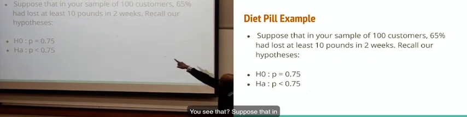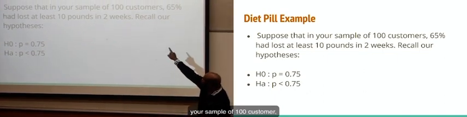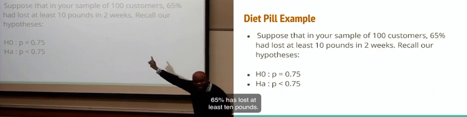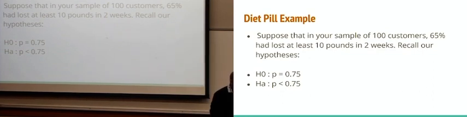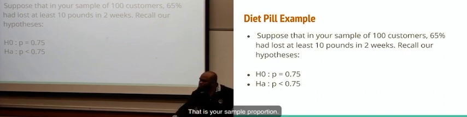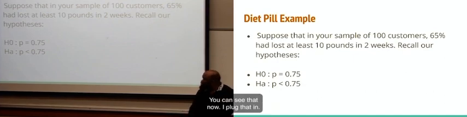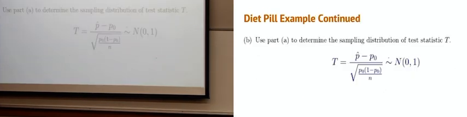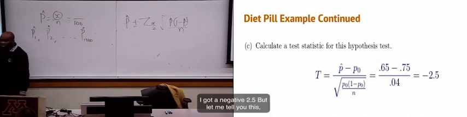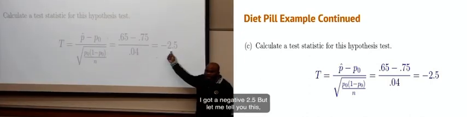You see that? Suppose that in your sample of 100 customers, 65% have lost at least 10 pounds. Does that make sense? That is your sample proportion. So you can see that now. Now I've plugged that in, and finally I got a negative 2.5.